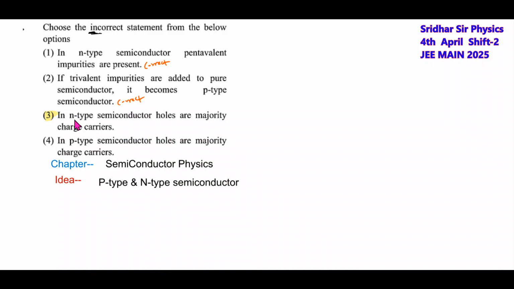In n-type semiconductor, all are majority charge carriers. This is a wrong statement. In n-type semiconductor, electrons are the majority carriers. In p-type semiconductor, holes are the majority carriers. This is a correct statement. We'll pick the key 3. Simple theory based.